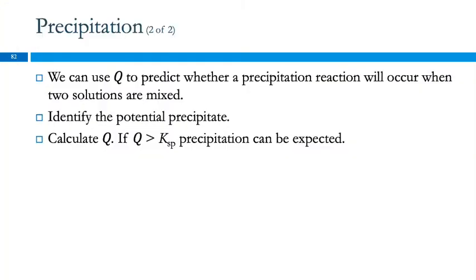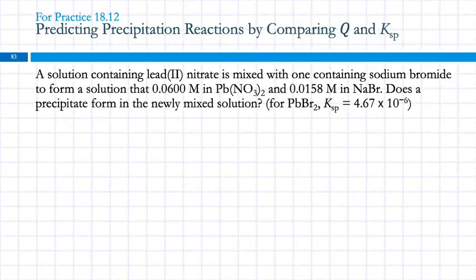So we can use Q to predict whether a precipitation will occur when two solutions are mixed. So the first thing we have to do is identify the potential precipitate and then calculate Q and compare it to KSP for that compound. So let's look at this one. A solution containing lead-2 nitrate is mixed with one containing sodium bromide to form a solution that is 0.06 molar in lead nitrate and 0.0158 molar in sodium bromide. Does a precipitate form in the newly mixed solution?